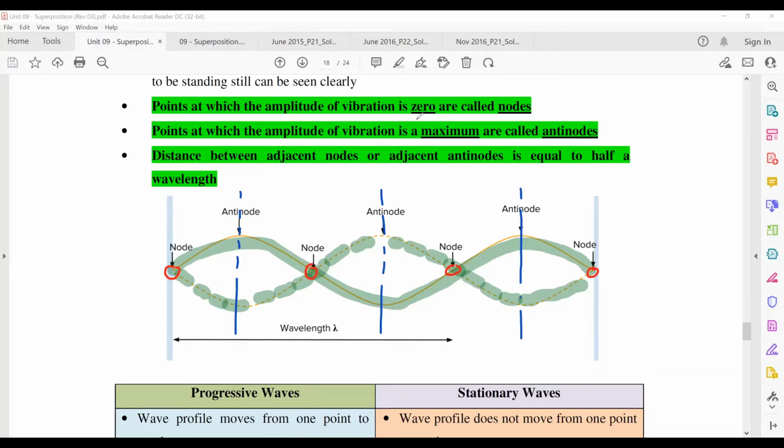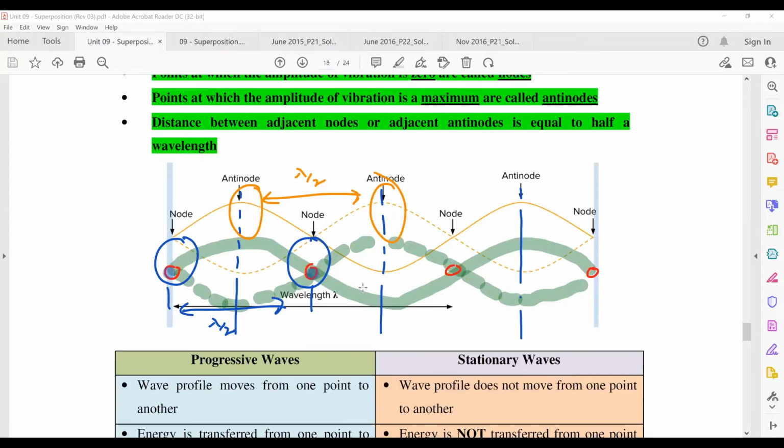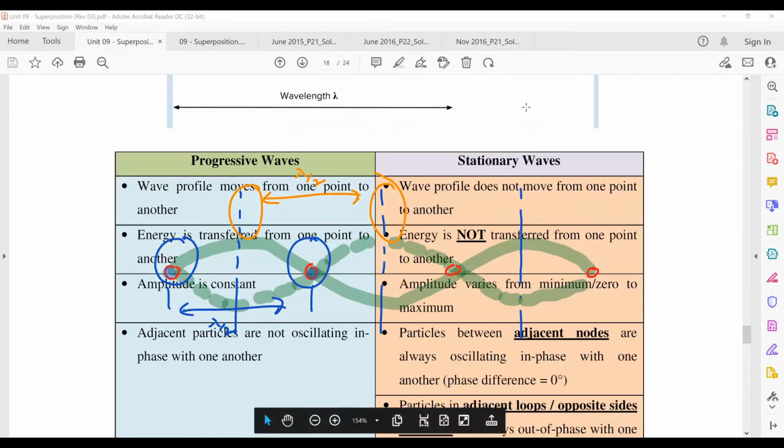And then the distance between adjacent nodes will be equal to half a wavelength. Adjacent nodes are this one and this one, right? So the distance between adjacent nodes is half a wavelength. Similarly, the distance between adjacent antinodes is also going to be half a wavelength. Here are adjacent antinodes, right? So this is a common diagram that is used to illustrate what a stationary wave is. I will play a video later for you to understand better, but let me just go through some of this stuff here first.